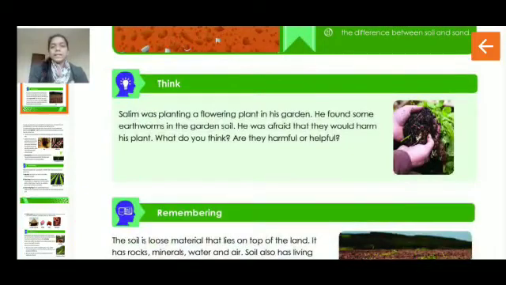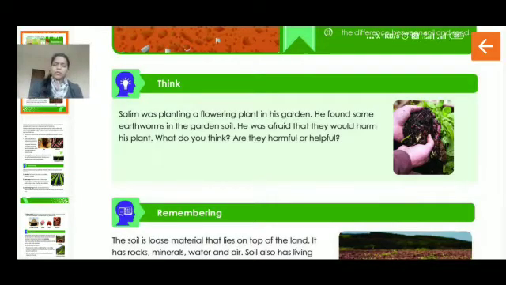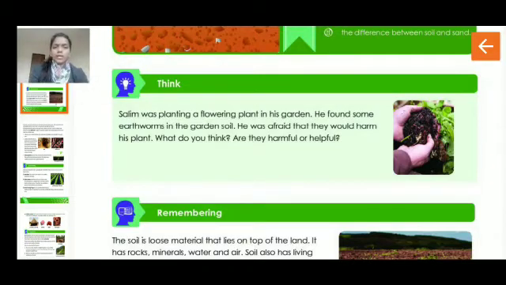Okay, let us see the things section first. Salim was planting a flowering plant in his garden. He found some earthworms in the garden soil. He was afraid that they would harm his plant. What do you think? Are they harmful or helpful? So what do you think?